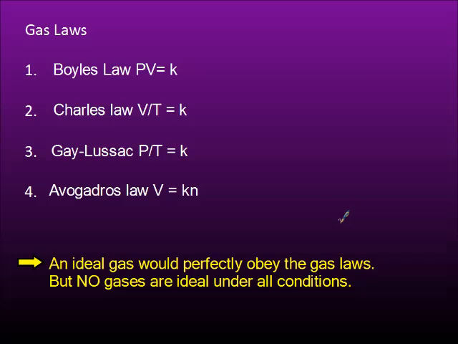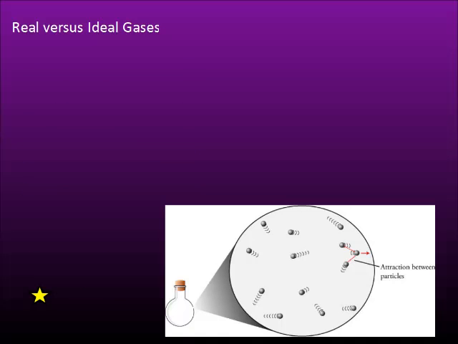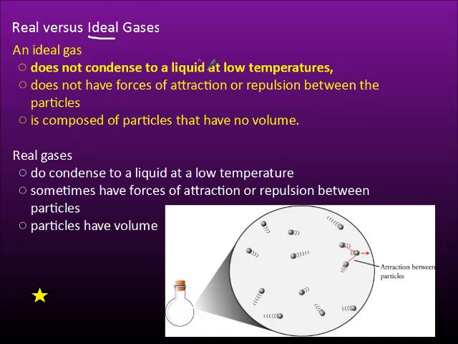Now, an ideal gas would always obey these laws. But this is real life. And in real life, no gases are ever ideal under all sets of conditions. Sometimes they behave ideally, sometimes they don't. In this chapter, though, and in this class, we're going to learn about gases that are ideal. We're going to talk about them as if they are, because most of the time they will act more or less like an ideal gas.